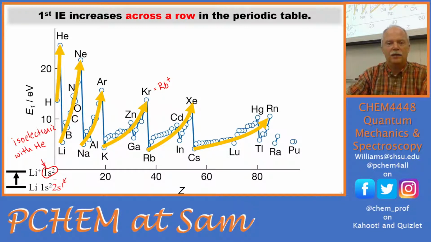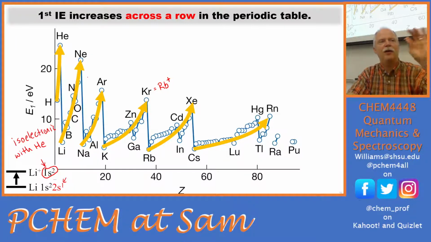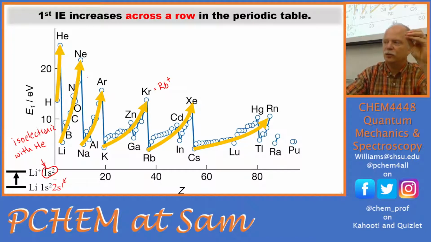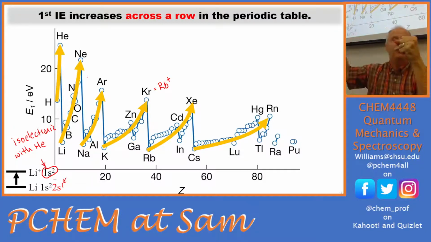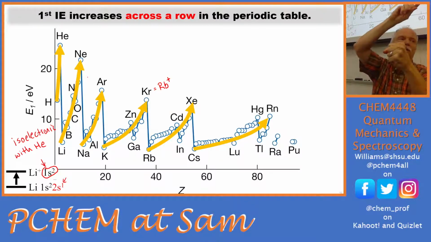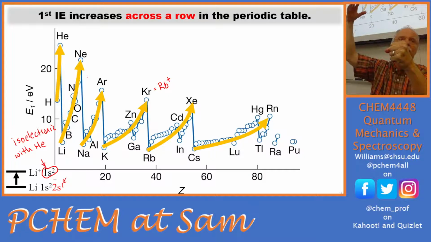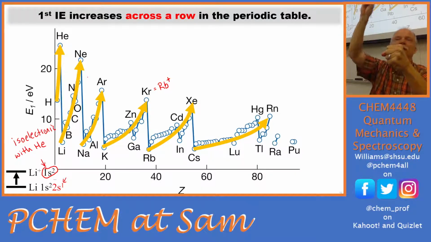Now, in general, why does this increase? Well, what we're adding as we go across the row of the periodic table is we're adding protons to the nucleus. So those protons are going in the same spot. They're going into the nucleus. And yet we're putting electrons in different places around that nucleus. And so there's insufficient shielding by the electrons around that. So we want to put the next electron in a different orbital.